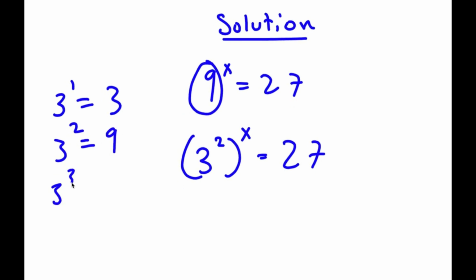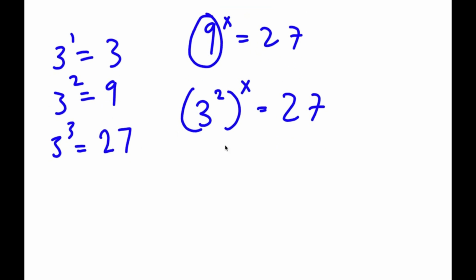3 to the power of 3, this is going to equal 9 times 3, because as the exponent goes up, the result is multiplied by 3. That's how powers of 3 work. So 3 to the power of 3, that's going to equal 9 times 3, which is 27. So I can rewrite 27 here as 3 to the power of 3.